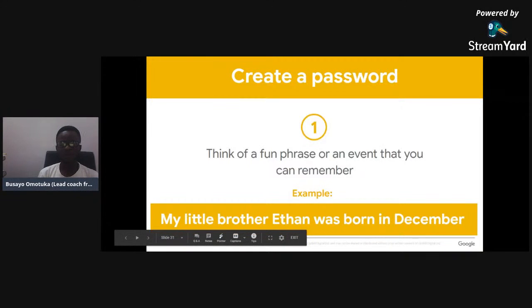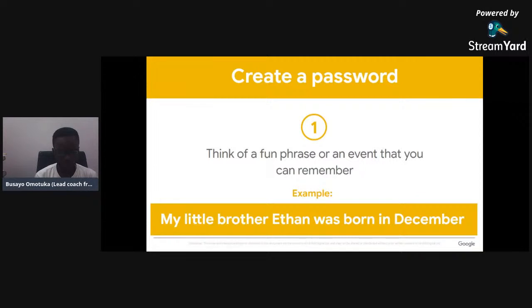Right, so we have been talking about how to create a strong password. Now let's look at samples of how we can educate our students to form a strong password. Like I said, they can generate a password from their favorite story, like the one we have on the screen: my little brother Hassan was born in November.